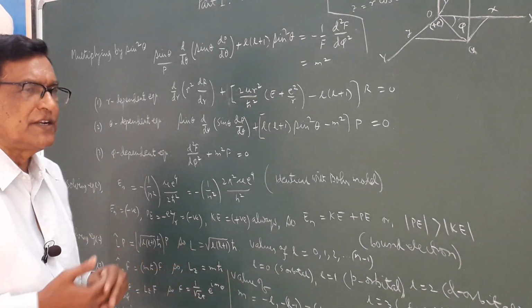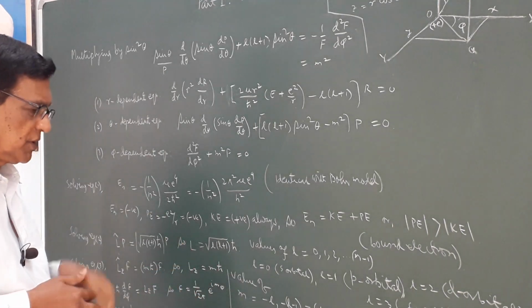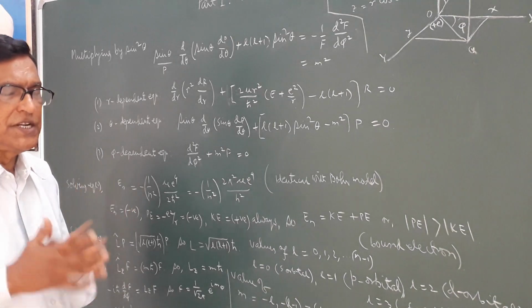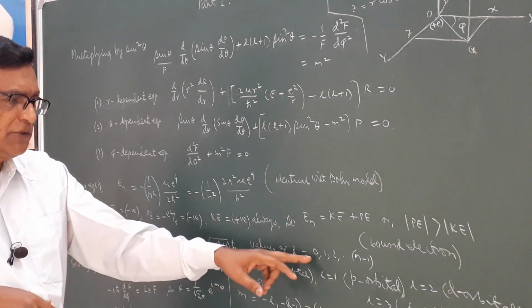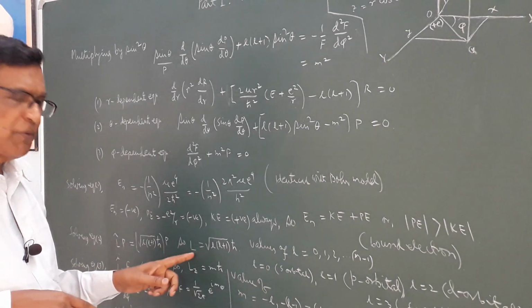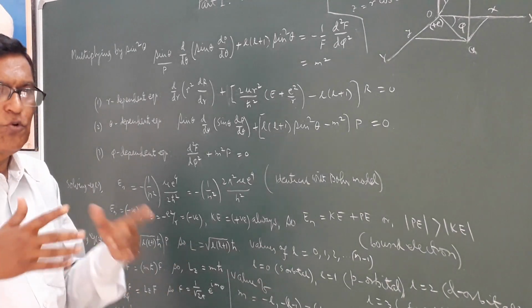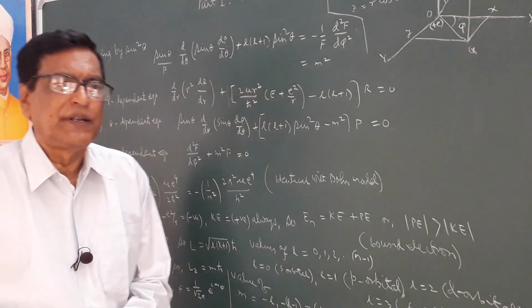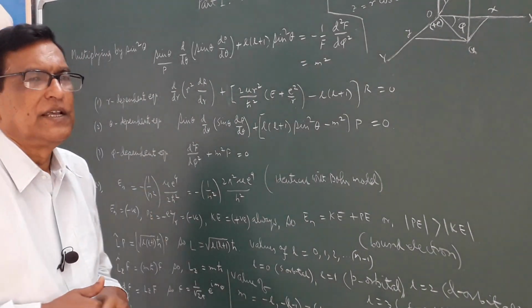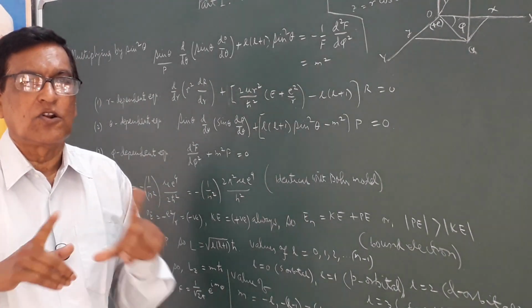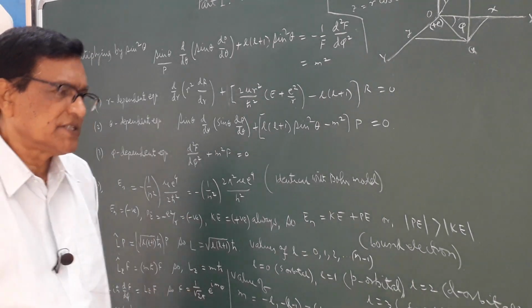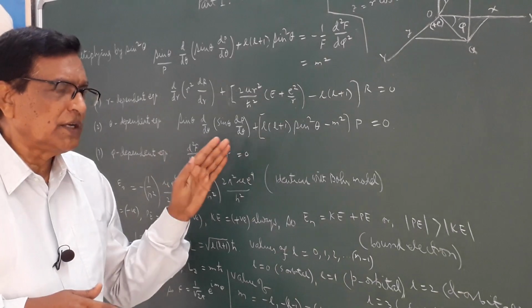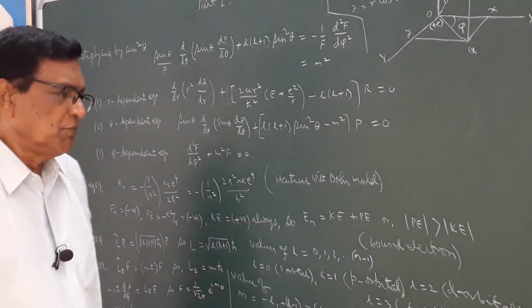Here lies a difference from Bohr's concept. For the ground state of the hydrogen atom, L equals 0, so the angular momentum equals 0. But in Bohr's concept, the angular momentum for the ground state of hydrogen is nh by 2 pi, meaning h cross. So here lies some difference between the quantum mechanical model and Bohr's model.